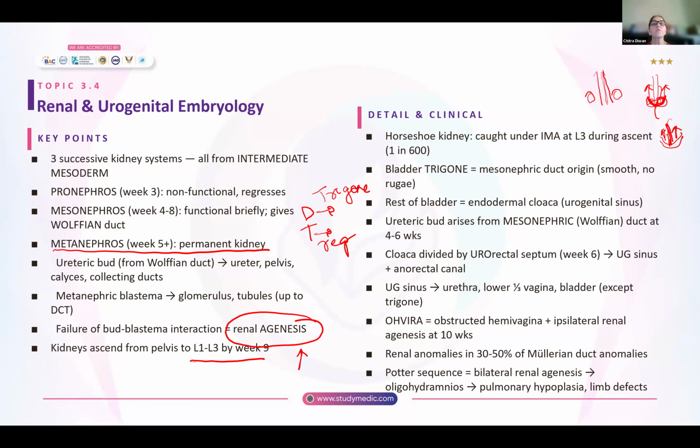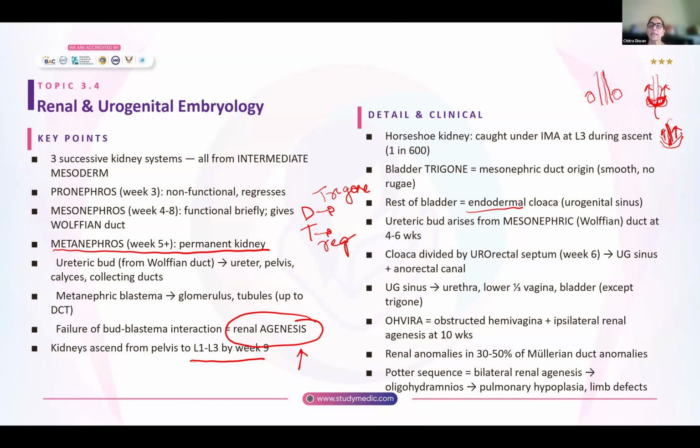Something that you have to remember about the bladder trigone is that it develops from the mesonephric duct. The differentiation of the bladder trigone from the rest of the bladder is that the trigone is smooth, whereas in the rest of the bladder you will see formation of rugae. The rest of the bladder comes from the urogenital sinus, the anterior part of the cloaca, which is of endodermal origin. Important timelines to remember.